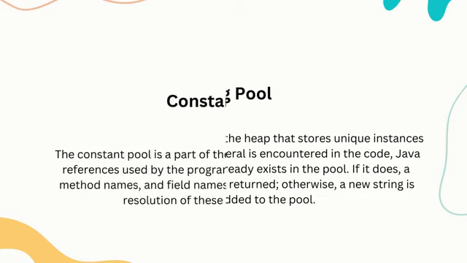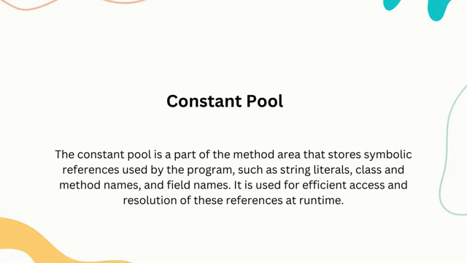The constant pool is a part of the method area that stores symbolic references used by the program, such as string literals, class and method names, and field names. It is used for efficient access and resolution of these references at runtime.